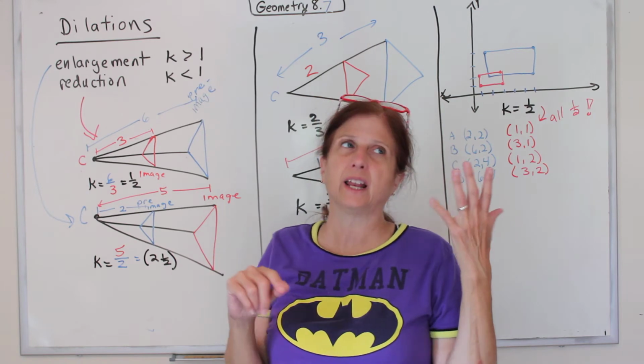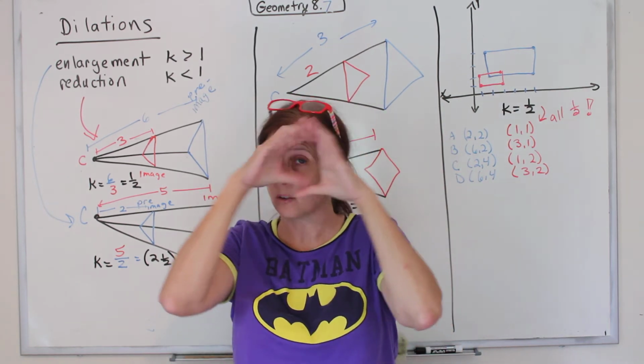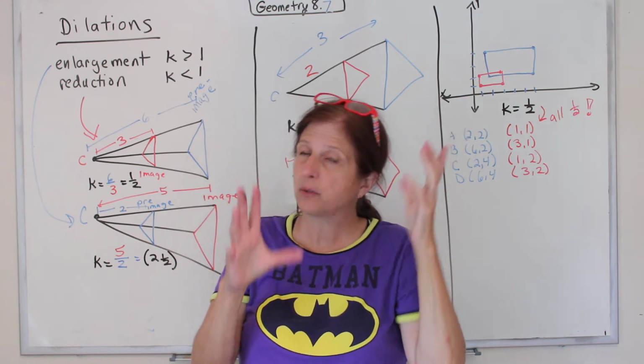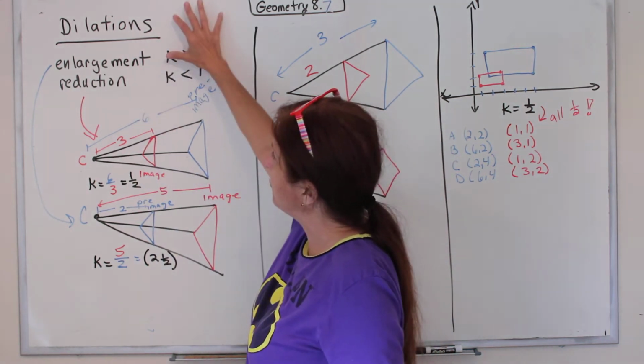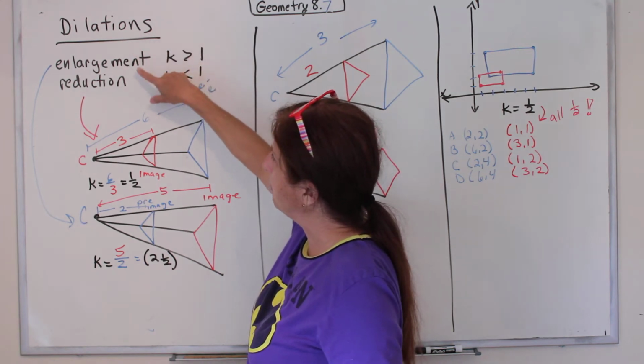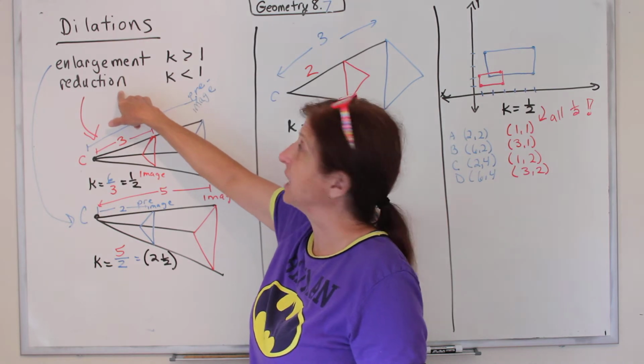When you hear that word dilation, you think about when you go to the eye doctor and they put drops in your eyes and your pupils get real big. Well, that's what it has to do with things getting big or small. If it gets bigger, it's called an enlargement; if it gets smaller, it's a reduction.